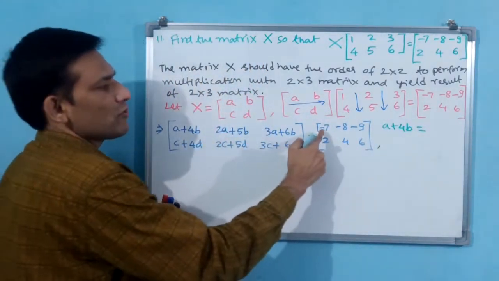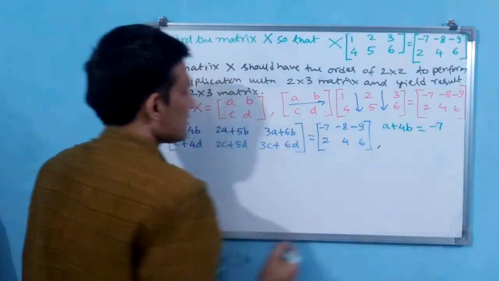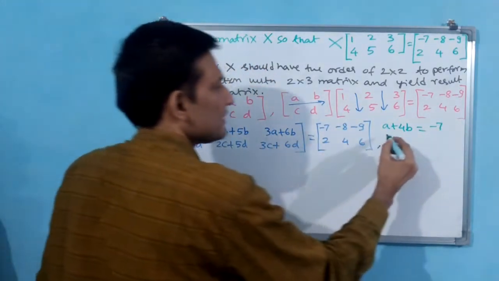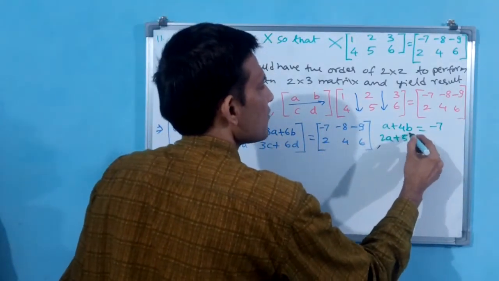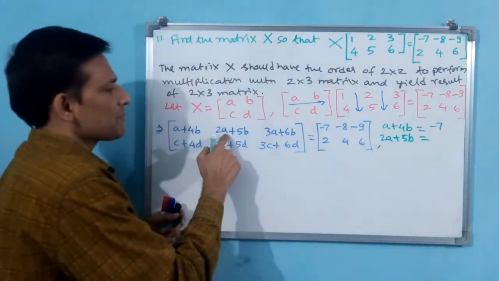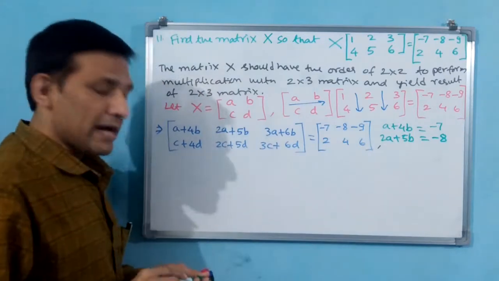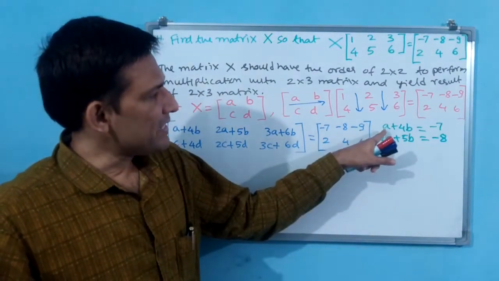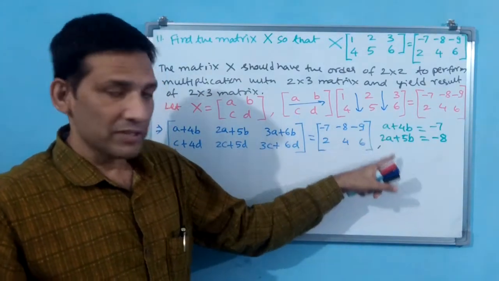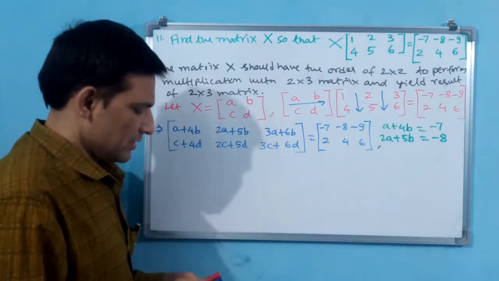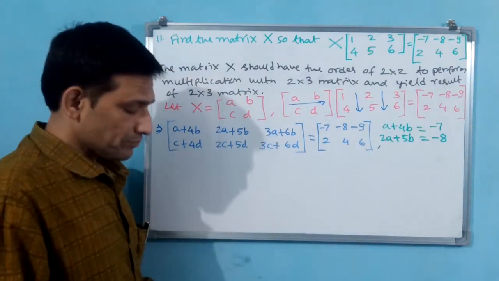A plus 4B is equal to minus 7, first one. 2A plus 5B is equal to minus 8, second one. Now what am I doing? I am multiplying the first one with 2.